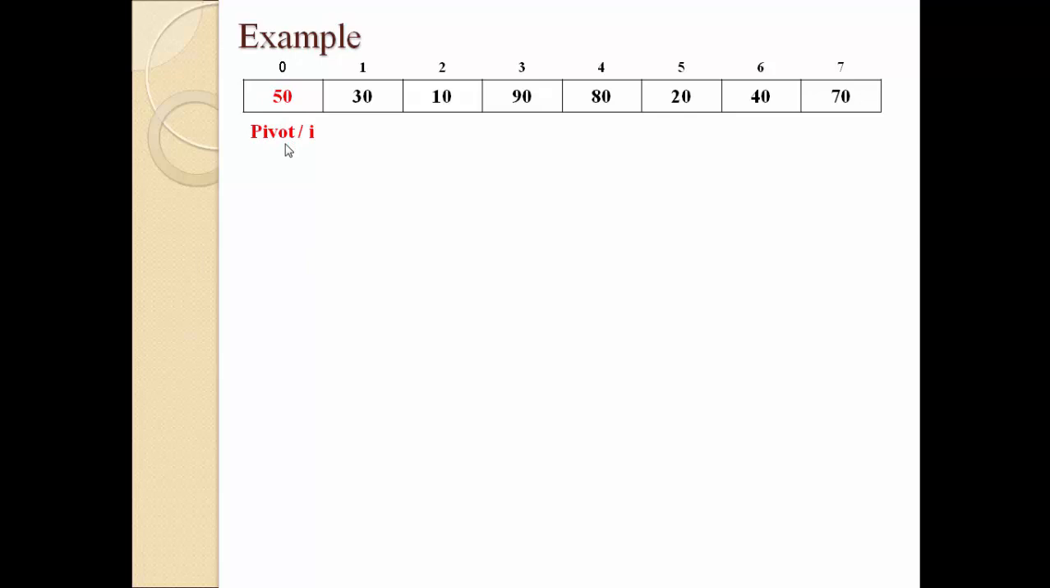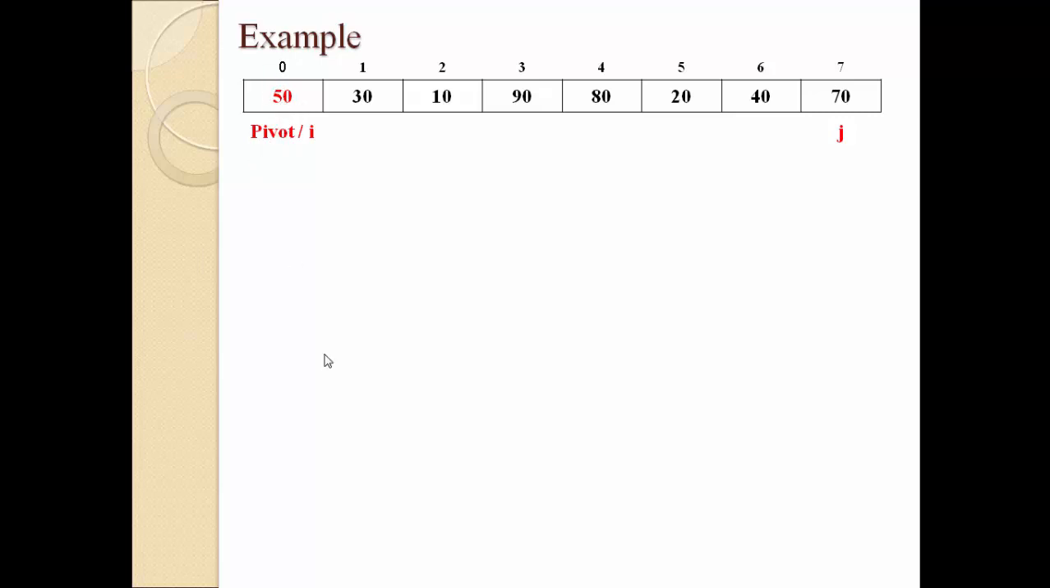Now we have to take another variable, for example i, which indicates the index value of our first element. The first element is 50 and the index value is 0. So i is the index of the first element, that is 0. We take another variable, for example j. j indicates the index value of our last element. Our last element is 70 and the index value is 7, so j is equal to 7. So i points to our first element and j points to our last element of the list, and pivot is nothing but the first element, that is 50.